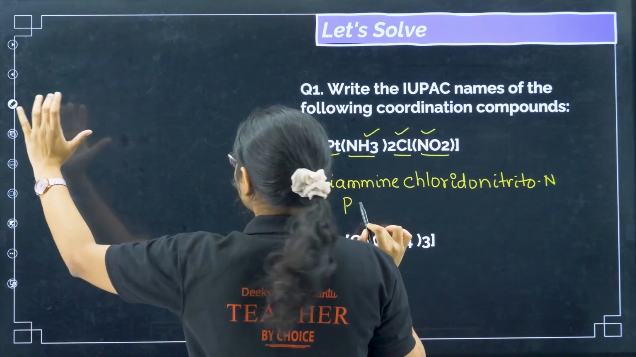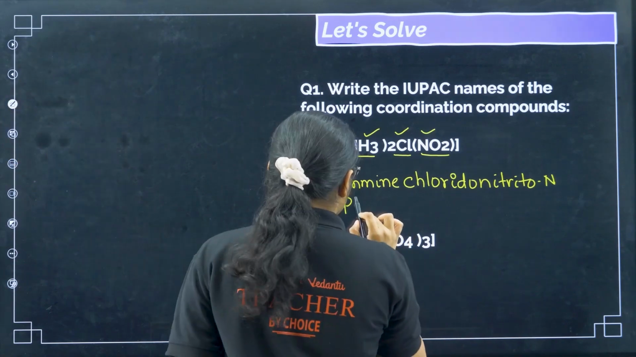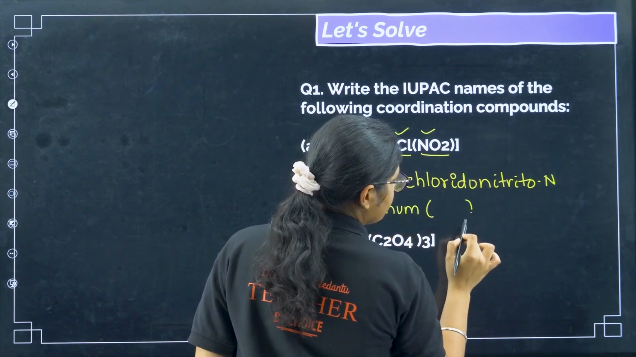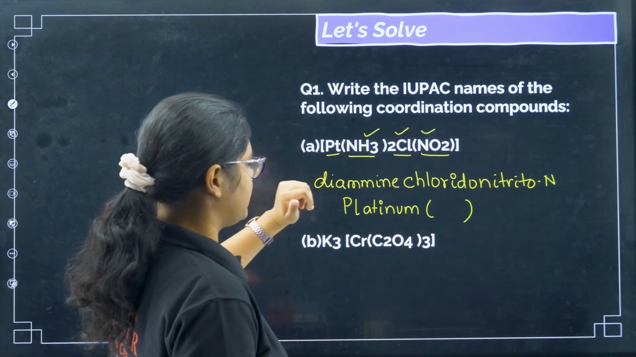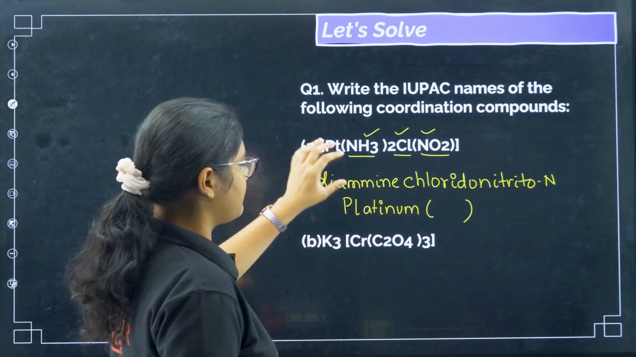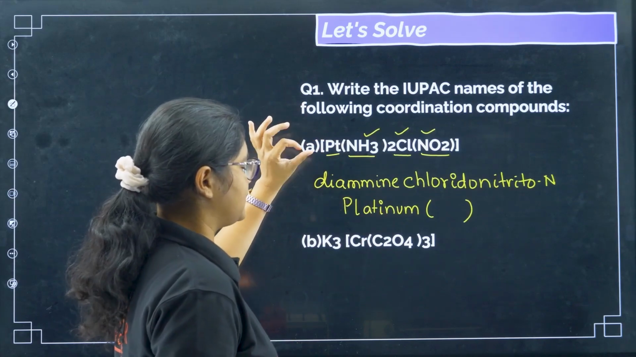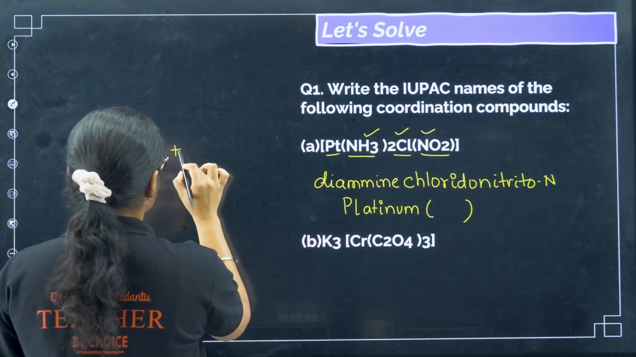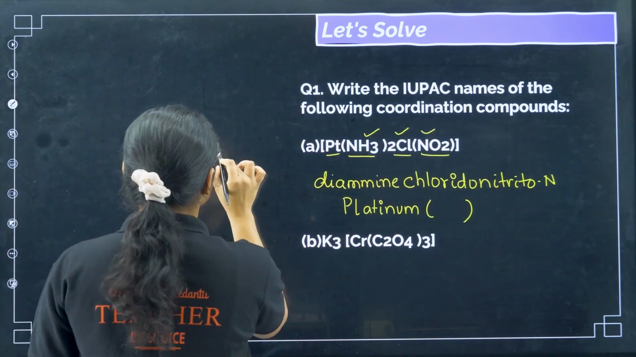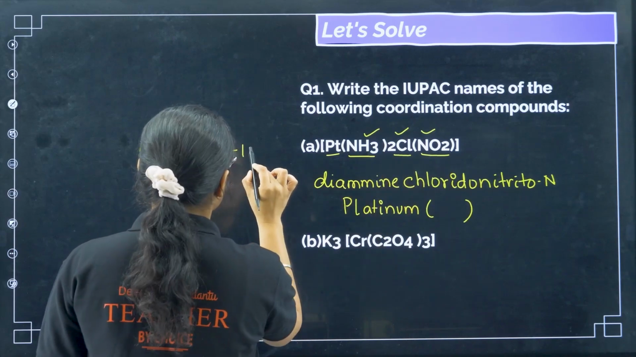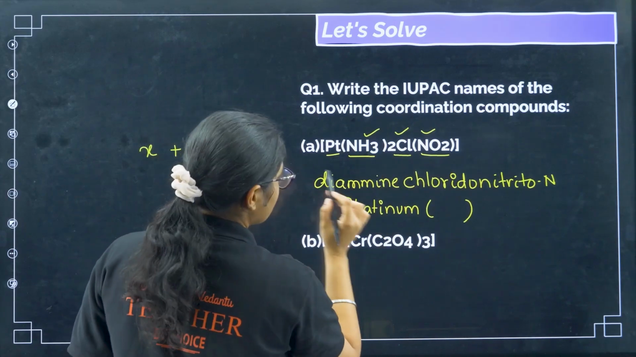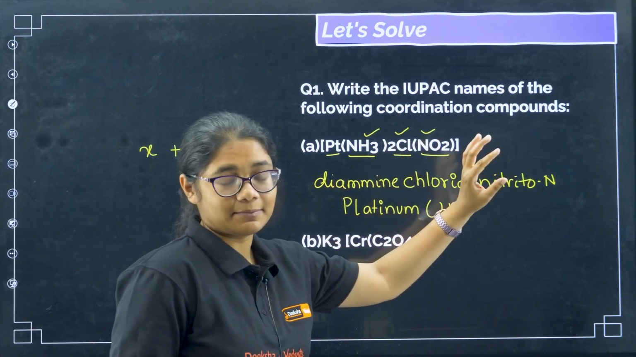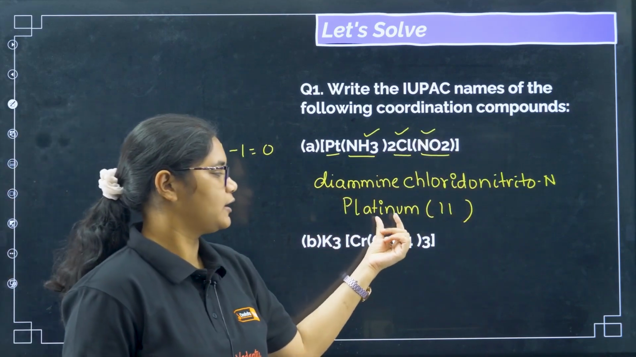Platinum. Now in this compound, if I want to calculate the oxidation state of platinum, let it be X. Ammonia is a neutral ligand, so I can put 0 for this one. Chlorine is -1, NO2 is -1, that is equal to 0, so you will get platinum 2. It is not mentioned anything plus or minus, that means it is a neutral compound, so you have to just write platinum.